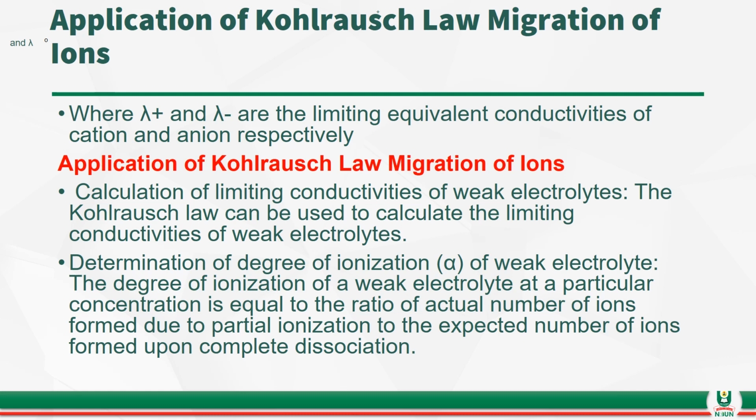Applications of law of independent migration of ions. It has application in calculation of limiting conductivities of weak electrolytes. Another application is in determination of degree of ionization of weak electrolytes. The degree of ionization of a weak electrolyte at a particular concentration is equivalent to the ratio of actual number of ions formed due to partial ionization to the expected number of ions formed upon complete dissociation.